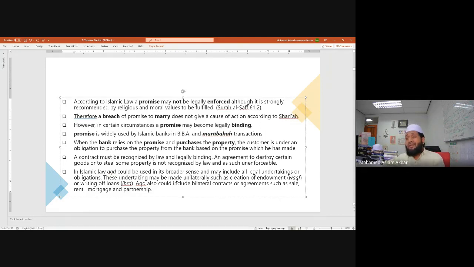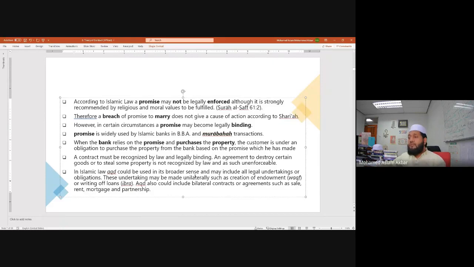In Islamic law, aqd could be used in its broader sense and may include all legal undertakings or obligations. This undertaking may be made unilaterally, such as creation of endowment, waqf, or writing off loans, which we call ibra. Aqd also could include a bilateral contract or agreement such as sale, rent, mortgage, and partnership.